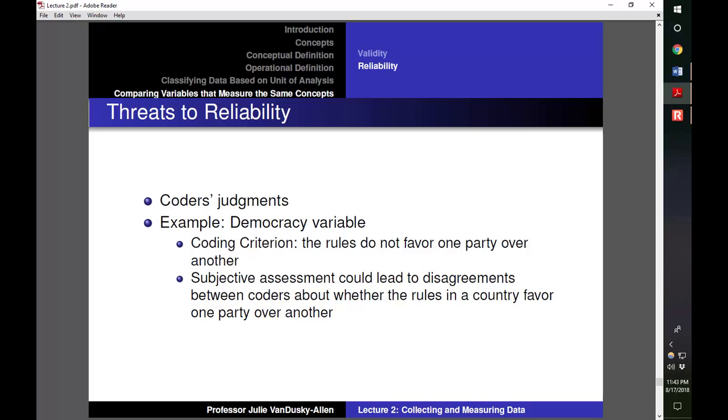If that is the case, one coder may code a country as a democracy and the other might code it as a non-democracy. One coder would clearly be correct, the other would not be. As a result, the democracy variable would be an unreliable measure of democracy because sometimes it measures democracies and non-democracies correctly and sometimes it does not.